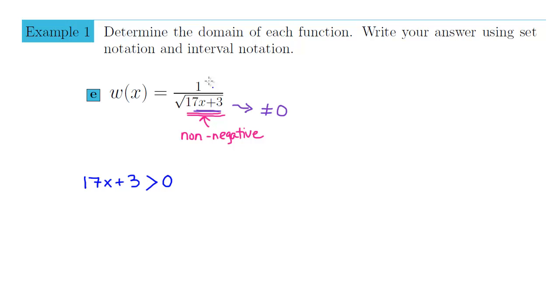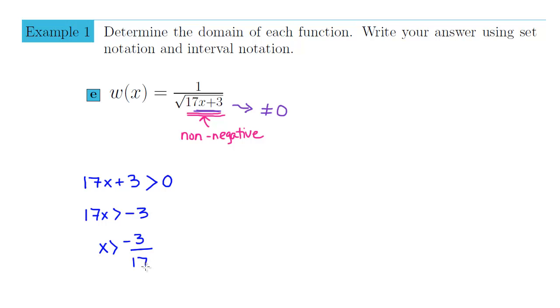It can't be 0 because it's the denominator of a fraction, and it can't be negative because you can't have a square root of a negative number that turns out to be a real number. So the inequality that will help us solve the domain for this function is 17x plus 3 greater than 0. We want to find all x values that will make this inequality true. So let's solve. We have 17x is greater than negative 3.